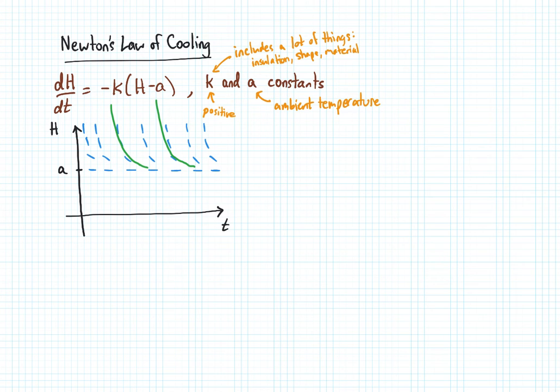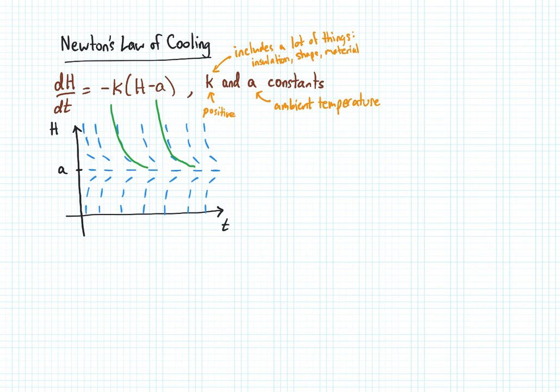And so from the slope field, you can get an idea of what the solution curves look like. They sort of asymptotically approach a. So that means that if something is very hot, it's going to cool quickly, but as it gets closer and closer to room temperature, then the rate of cooling will become slower and slower, and the temperature will asymptotically approach room temperature.